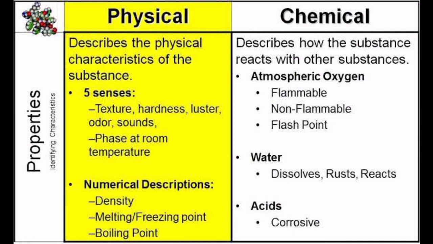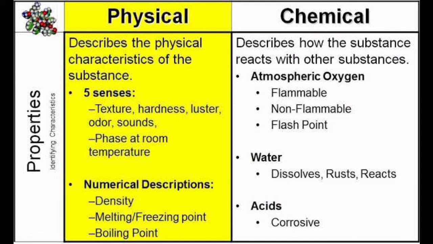Whereas chemical properties describe how the substance reacts with other substances. So chemical properties include, when kept open in air, whether the given substance is flammable or non-flammable, and its flash point. What is meant by flash point? The temperature at which a substance gives off sufficient vapor to burn in air.